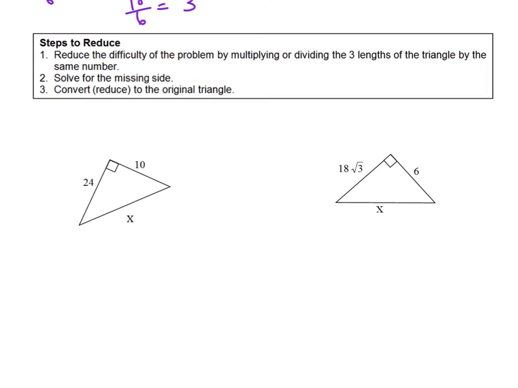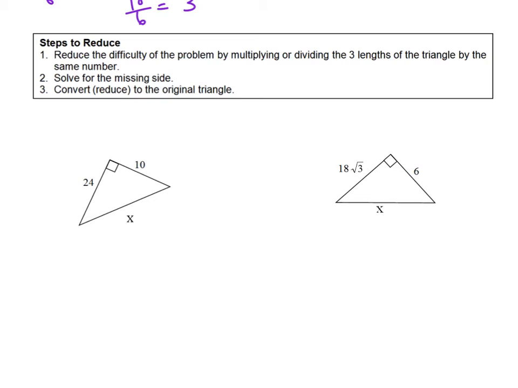All right, so here's another couple other ideas with this reduced triangle. So we've got this right triangle, and we can try to make the problem easier or reduce the difficulty of the problem by multiplying or dividing the 3 lengths by the same number so that we have a Pythagorean triple. So what we look at is the numbers we're given.